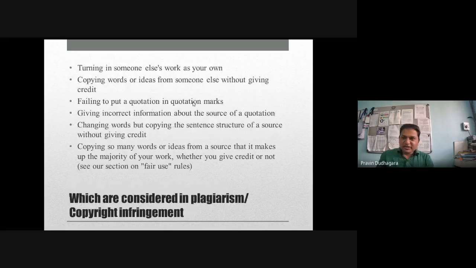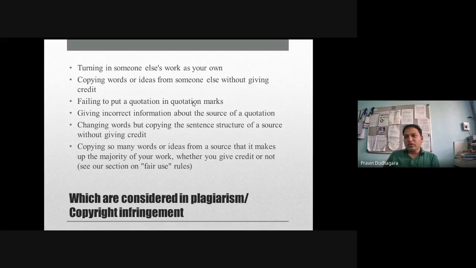So what is considered plagiarism or copyright infringement? Turning in someone else's work as your own. You just use a paragraph or some sentences from other literature and put them in your own work. This is copyright infringement or plagiarism. Copying the words or ideas from someone else without giving credit to the original author.